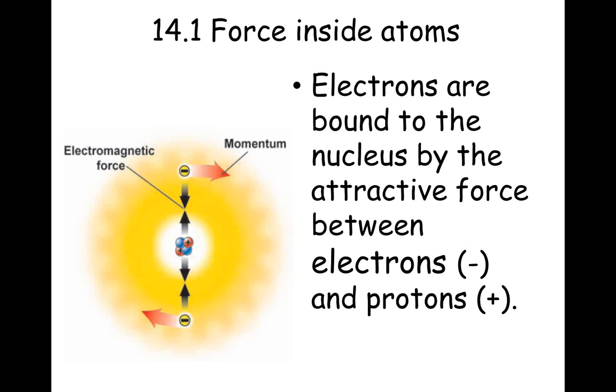The electrons are bound to the nucleus by an attractive force. As you know, the nucleus has protons and neutrons. Those protons have a positive charge, whereas the electron has a negative charge. It's attracted to the positivity of the nucleus.